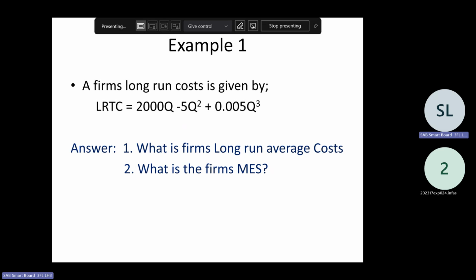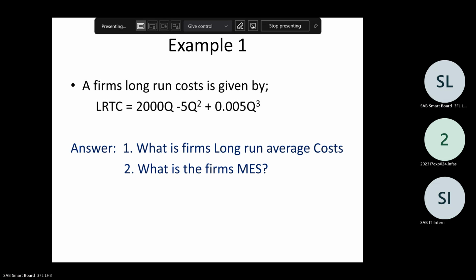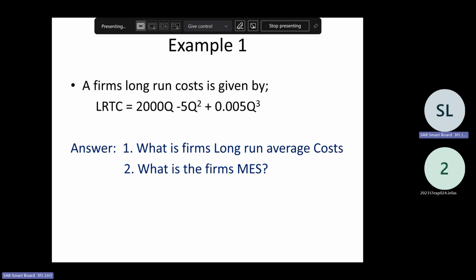Now we have one question here. Can you quickly do it? We are given the long run total cost, LRTC, function: LRTC equals 2000Q minus 5Q square plus 0.005Q power 3. What is the long run average cost? And what is the firm's minimum efficient scale?